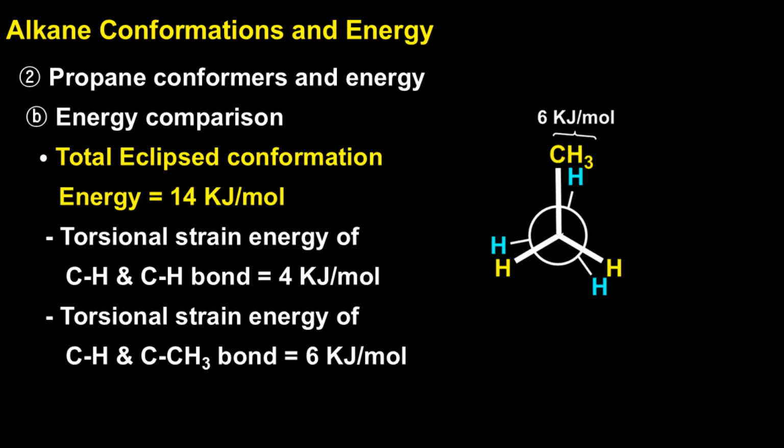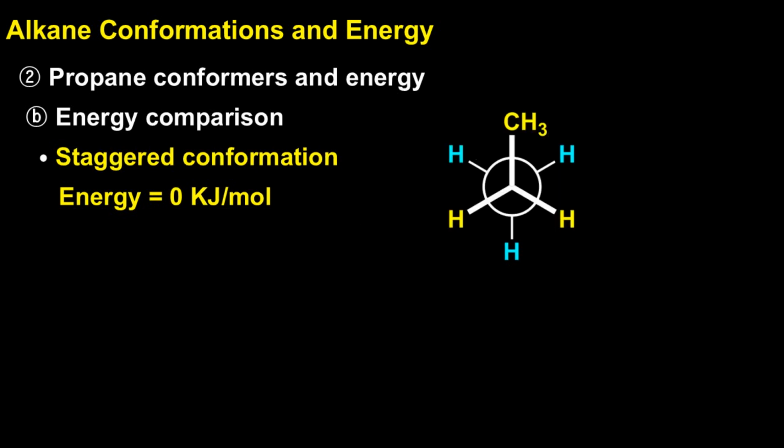In the eclipsed conformation, the total energy is around 14 kilojoules per mole, a bit higher than ethane's 12 kilojoules per mole. This increase comes from the CH and CCH3 eclipsed interaction, which adds extra torsional strain to the molecule. Since the methyl group is bulkier than a hydrogen atom, the electron repulsion is stronger, and that makes this conformation even less stable than what we see in ethane.